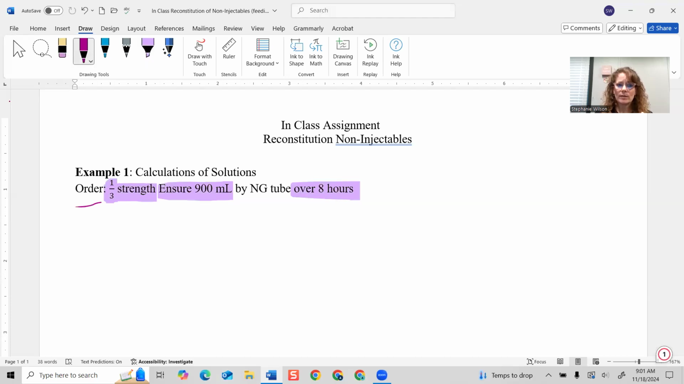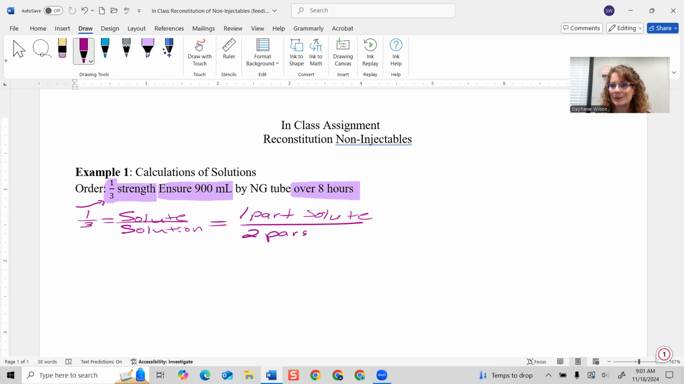So let's talk about the fraction first. So we have this ratio here, and it says it's 1/3 strong. So let's just break it down just a little bit. The numerator, the top number, is going to represent what part is solute, and the denominator is going to represent what part is solution. Okay, so this states that we are 1 part solute and we are 2 parts solution. Oh, sorry. I said 2. I meant 3. Sorry, guys. 3 parts solution.